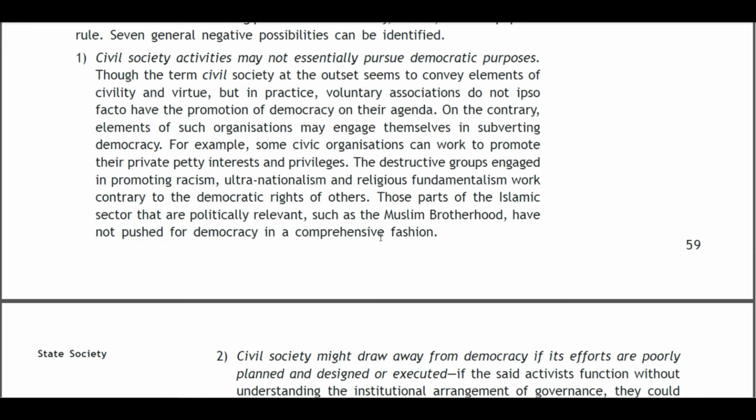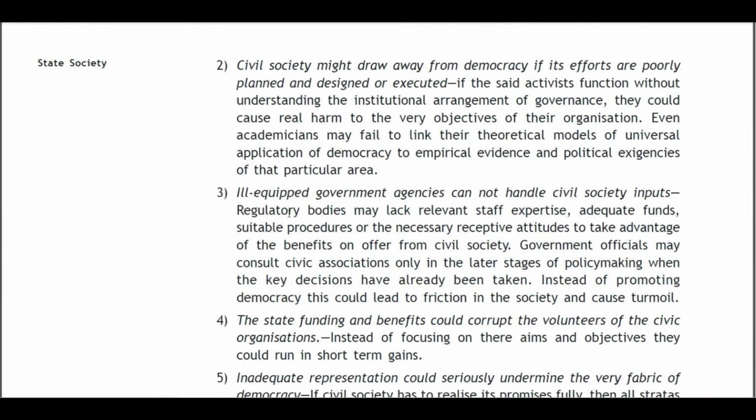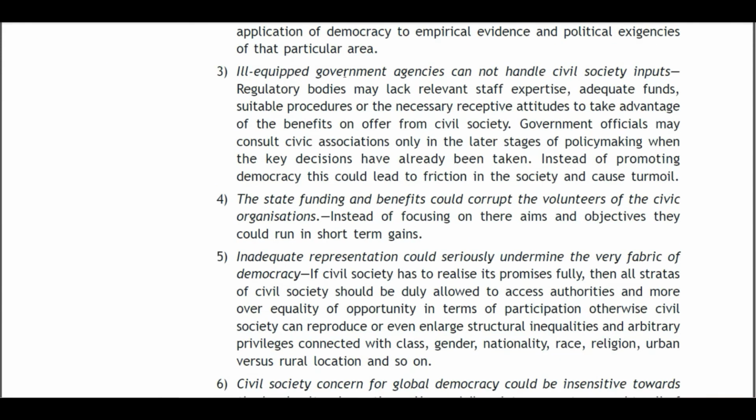in a comprehensive fashion. Second, civil society might draw away from democracy if its efforts are poorly planned and designed or executed. If the said activities function without understanding the institutional arrangement of governance, they could cause real harm to the very objective of their organization. Even academicians may fail to link their theoretical models of universal application of democracy to empirical evidence and political exigencies of that particular area.